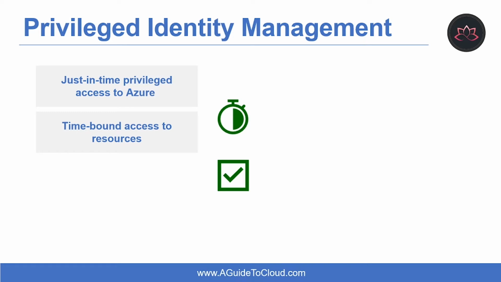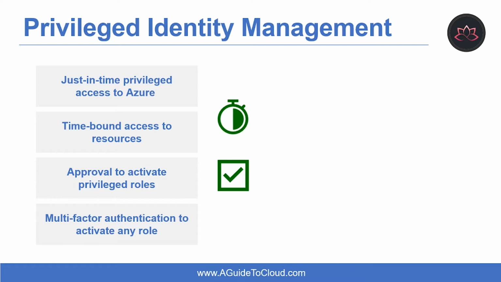The third key feature is ability to have approval to activate privileged roles. You can designate one or more approvers. These approvers will receive an email once a request is made. Approval is required to activate the privilege. The fourth key feature is Azure Multi-Factor Authentication, or MFA. If your organization already has MFA enabled, PIM will not ask the user to sign in again.